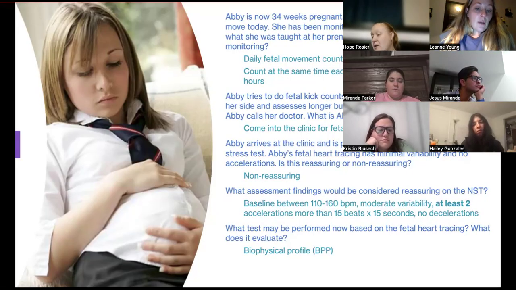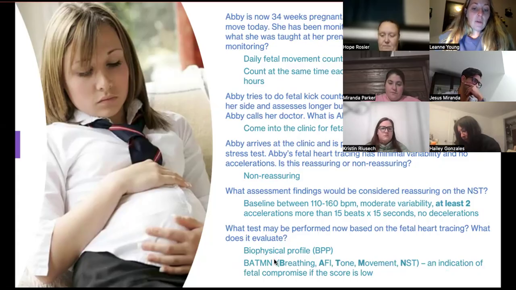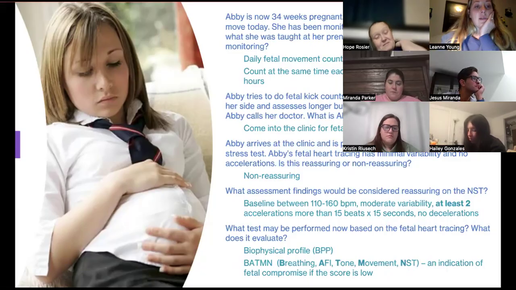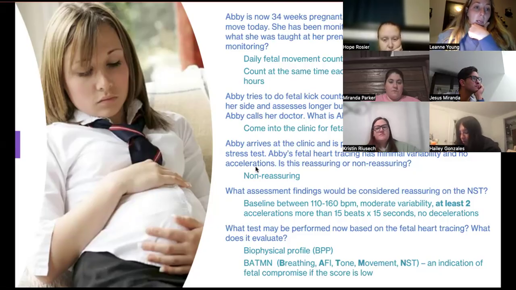If she has a non-reassuring NST, we're going to get her a BPP, this biophysical profile. To help you remember, it kind of looks like Batman, just without the A. So it's BATS MN. A BPP tests for fetal breathing, AFI, which is your amniotic fluid index, which is how much amniotic fluid is present, baby's tone, their movement, and then the NST. So it basically does an NST at the same time as doing the ultrasound. If the fetal score is below 8, then we're going to be doing further testing and potentially this baby might need to be delivered early or we might need to figure out what's going on. A normal BPP would be anything 8 or higher. Okay, so you definitely need to know that.